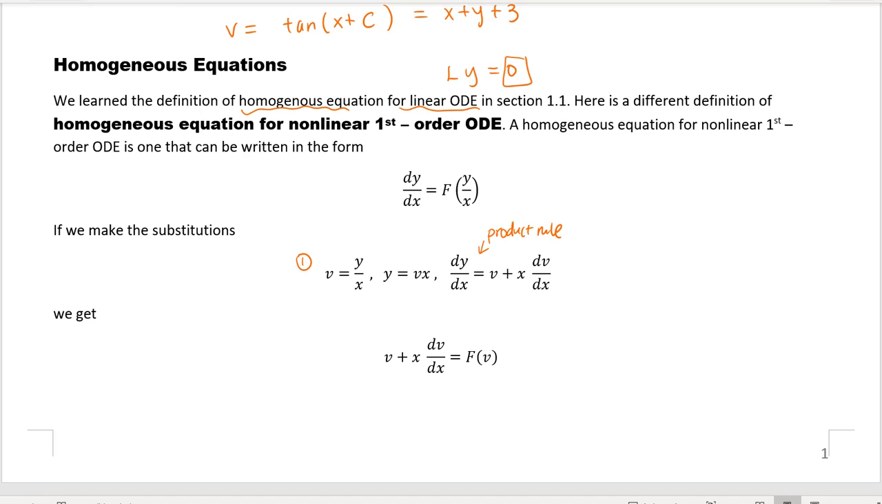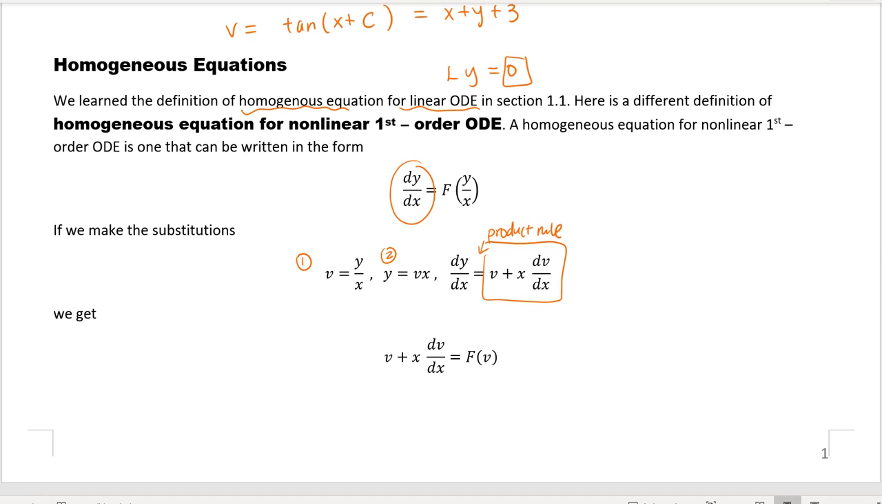So product rule, what happened? We get v times the derivative of x, which is 1, plus x times the derivative of v with respect to x. Okay, now we can plug in. So the left hand side we can replace by this guy: v plus x dv/dx equals f of v.